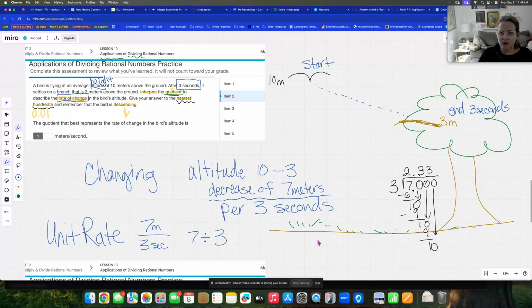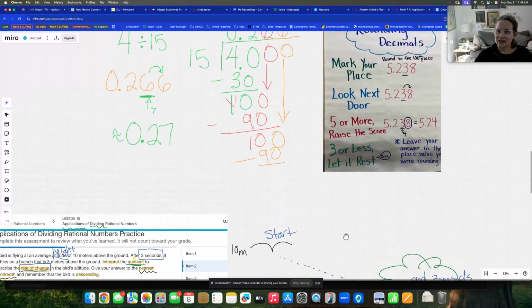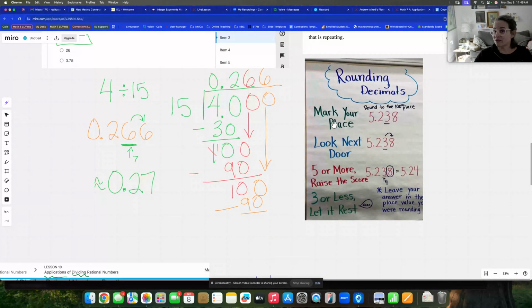Okay, so I talked about rounding in a previous video. Let me just grab the chart that I had for it, which I think is right above here. Yeah, so when rounding decimals, mark your place. We're going to round to the hundredths place, so we're going to be in that same spot. Look next door, 5 or more, raise the score. Okay, let me do that.